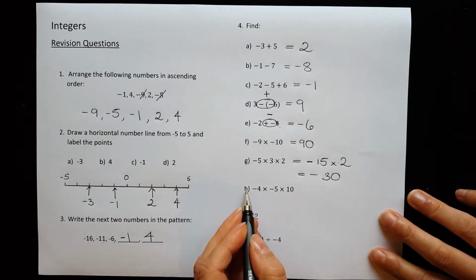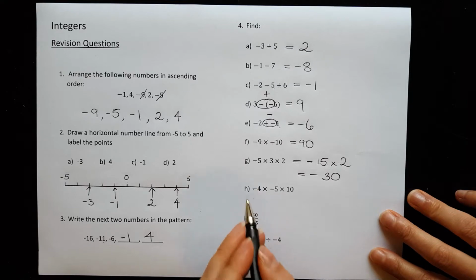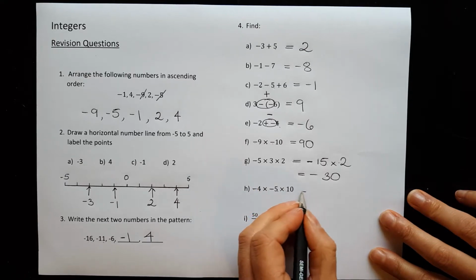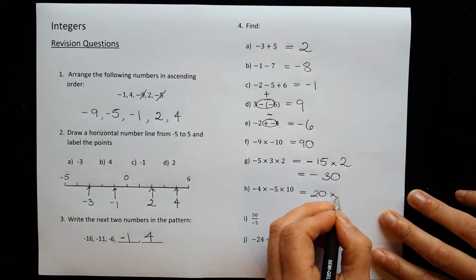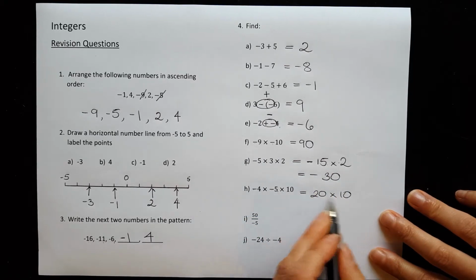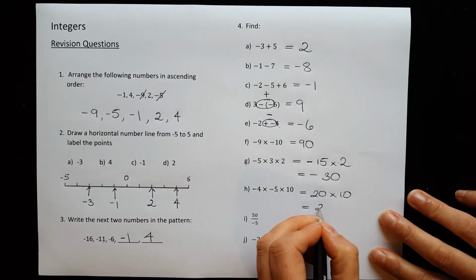For H, -4 times -5, let's do that first. A minus and a minus makes a plus. 4 times 5 is 20. Then we can times by the 10. They're both positive, so it's going to stay positive. 20 times 10 is 200.